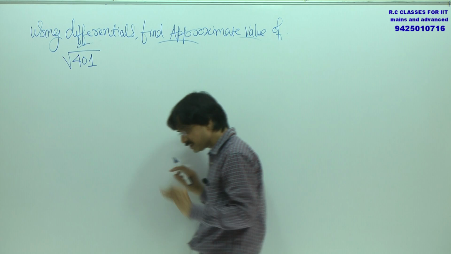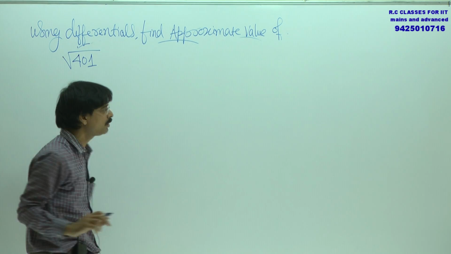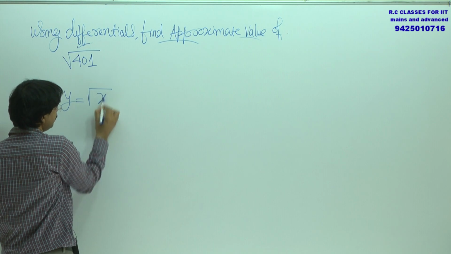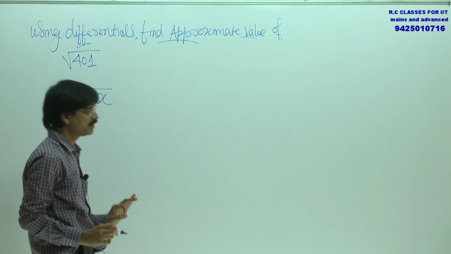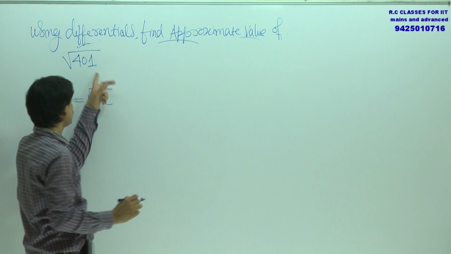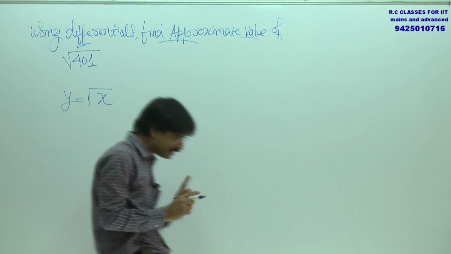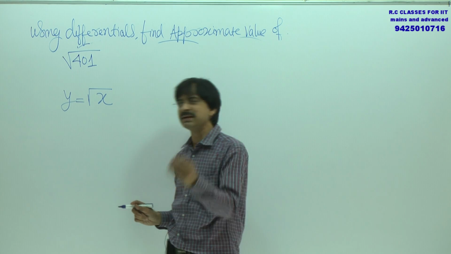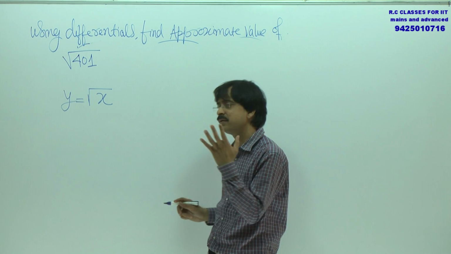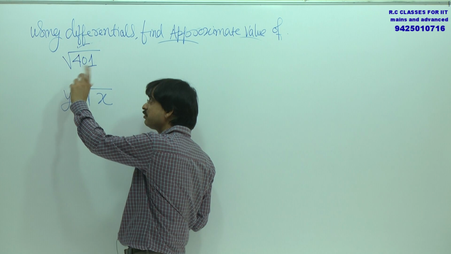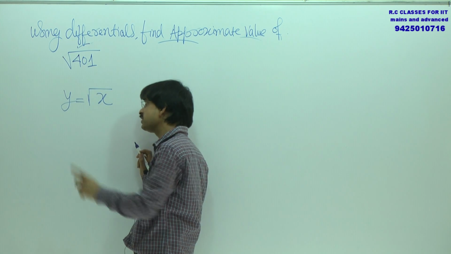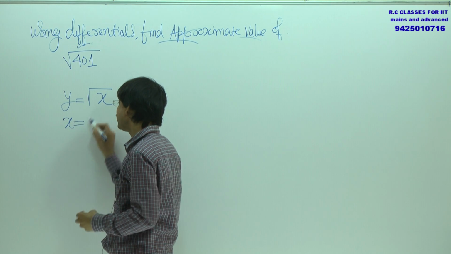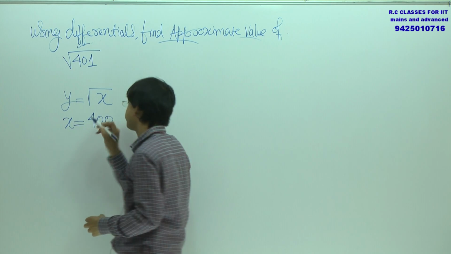So for the square root function, you have to find the approximate value. First of all, just consider the square root function. We have taken the function as y equals root over x. You have to find root over 401. So you will search for a value near 401 whose square root you can easily find, that is nothing but 400. Because for 400, the square root is 20, which is very near to 401, the nearest value. So we have taken x equals 400, right?